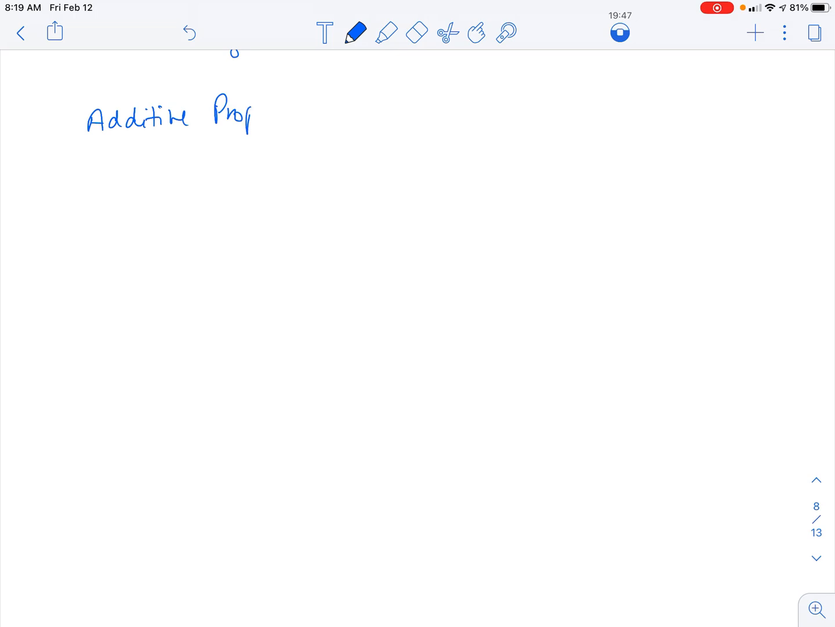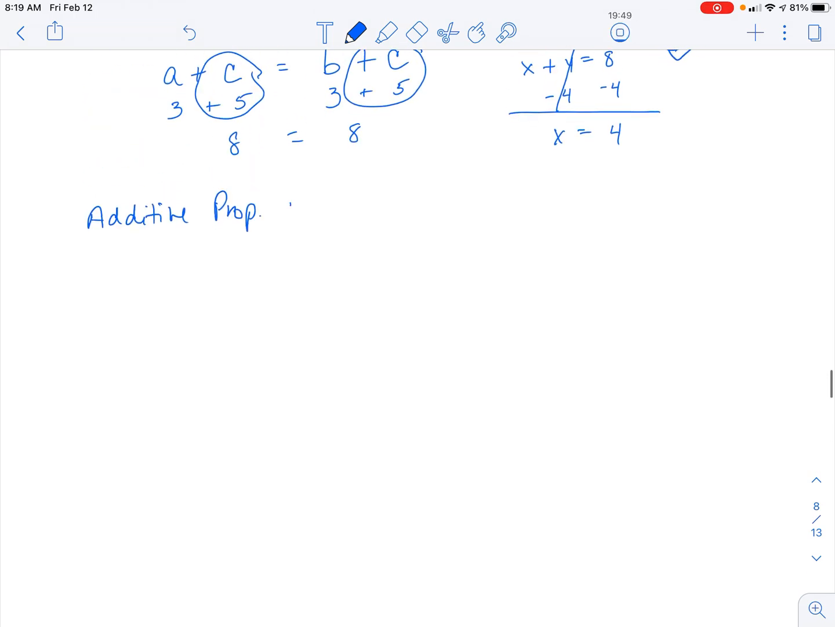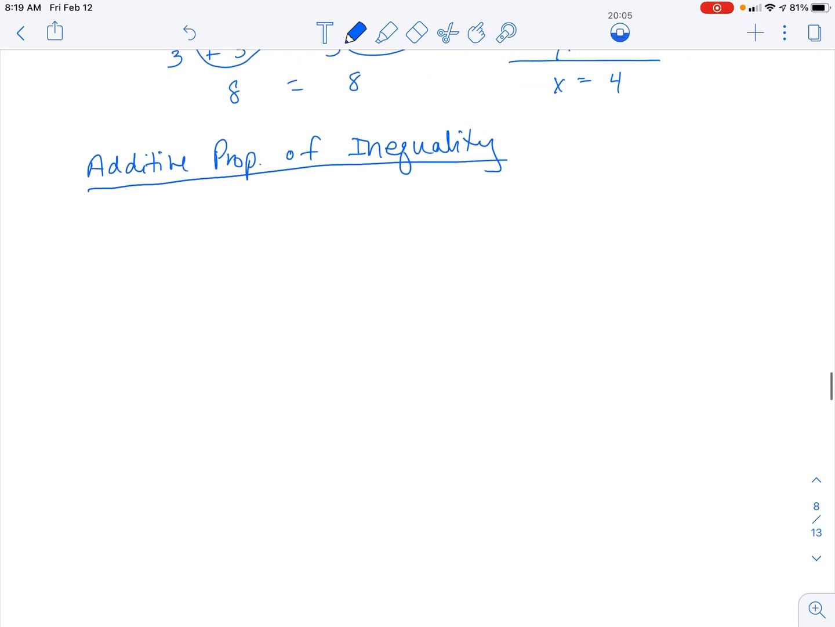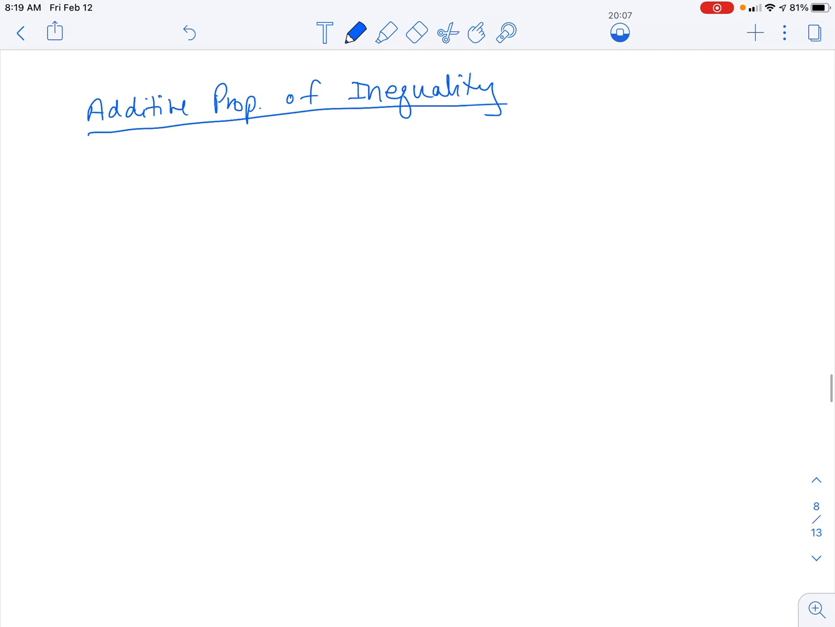Additive property of inequality is much the same way. The difference is we deal with inequalities. So think about what an inequality is versus an equality. Well, an equality is when we use an equal sign. An inequality is when we use a greater than, less than, or greater than or equal to, or less than or equal to sign.